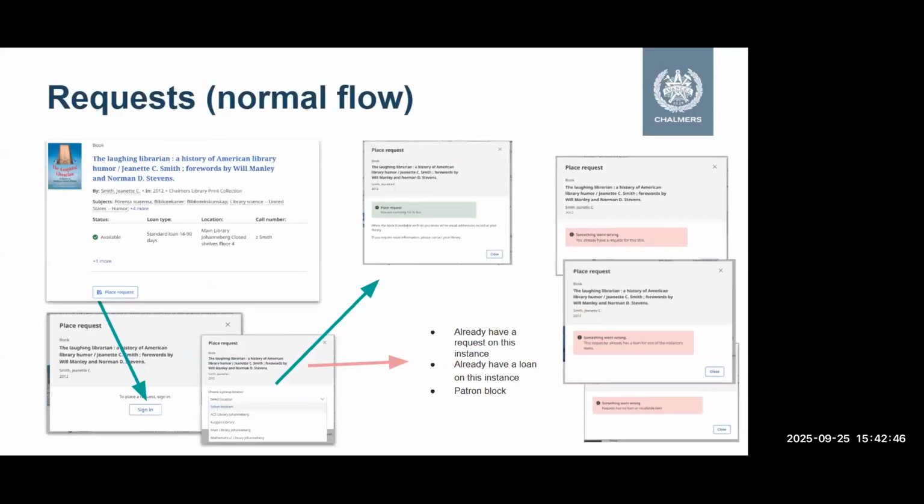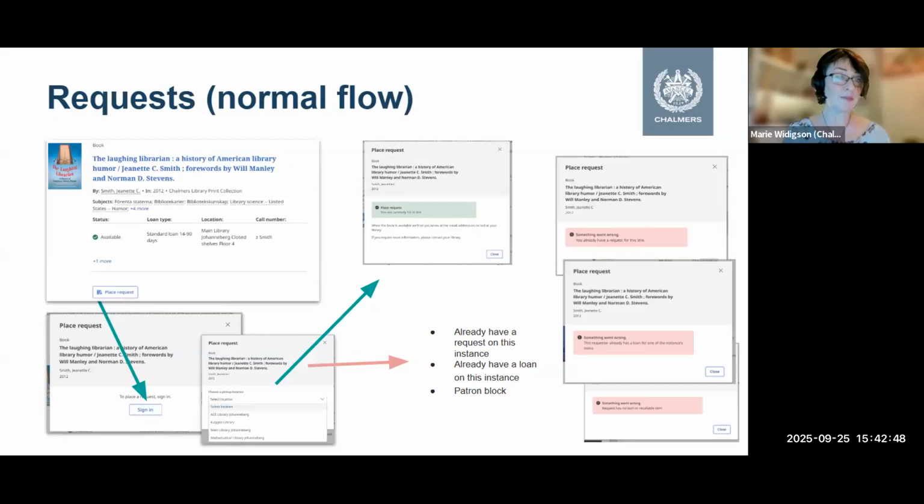So this is the normal flow for a request. You click on place request, you sign in, you choose your pickup location, and then you get a success toast where you can see your place in line. You don't see it before that. Or you get an error message.